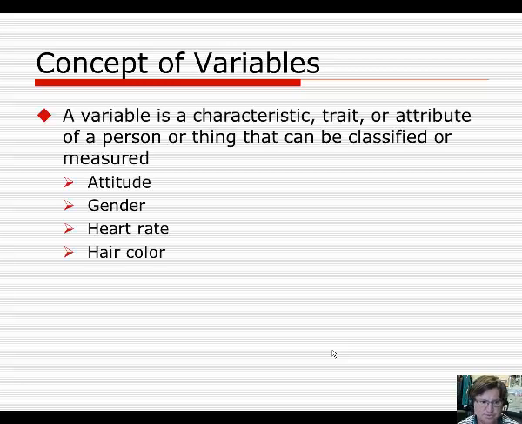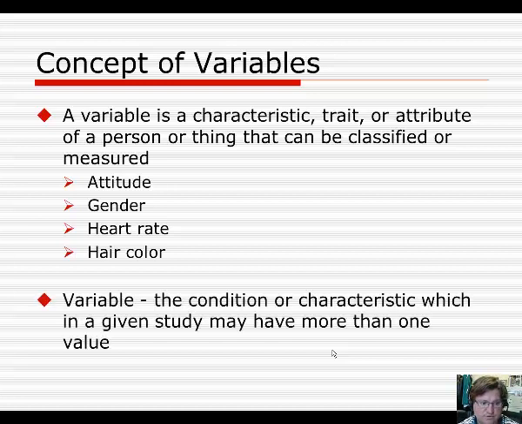So variables. We'll start talking a lot about variables in the next few lectures. Broadly defined, a variable is a characteristic, trait, or attribute of a person or a thing that can take on more than one value that can be classified or measured. And we often talk about things like someone's attitude, or their gender, their heart rate, their hair color, anything about a person or thing that can take on more than one value that we can categorize.